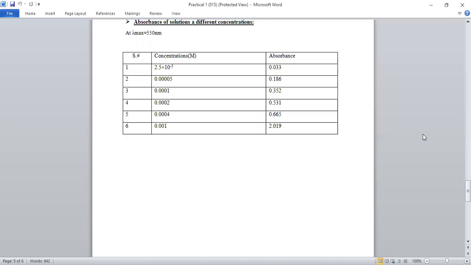Absorbance of solutions of different concentrations. At a concentration of 2.5 × 10^-5, the absorbance is 0.033. At 0.0005 concentration, absorbance is 0.186, and so on.